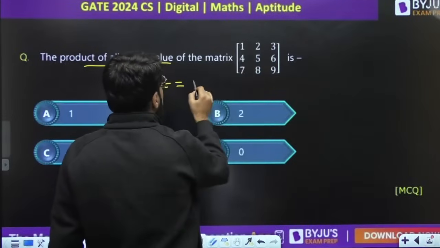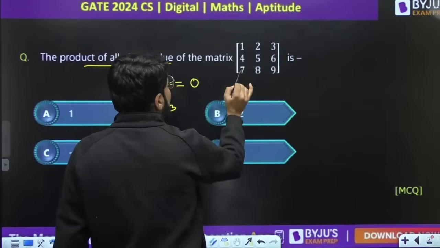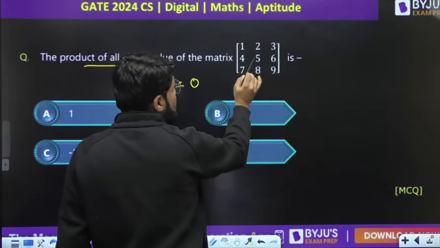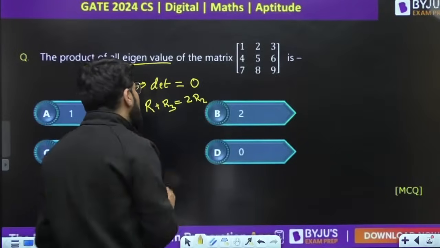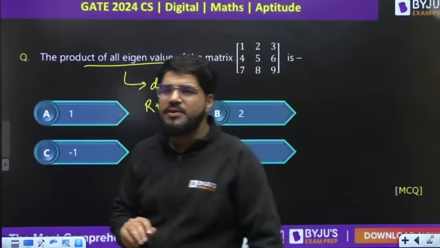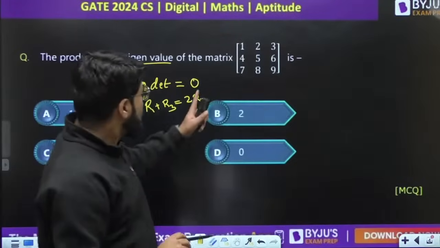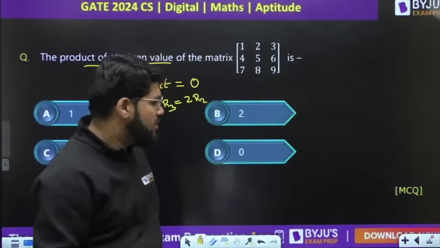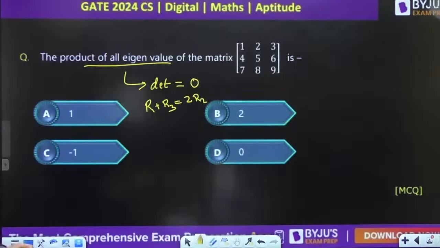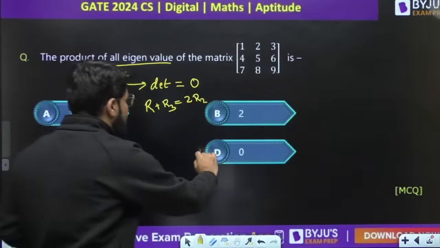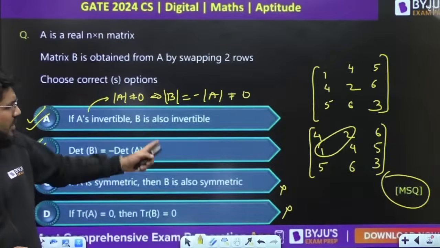When you add rows R1 and R3, 1 plus 7 is twice of 4, 2 plus 8 is twice of 5, 3 plus 9, 12, is twice of 6. It is twice of row 2 in all cases. That means there is a dependency, and wherever there is dependency, the determinant will be 0. This was from shift 1 from CSE. This is an MCQ, no problem. So the answer here is 0. The correct answer is D. Simple one. This was set 1, and I think the earlier one was from set 2.